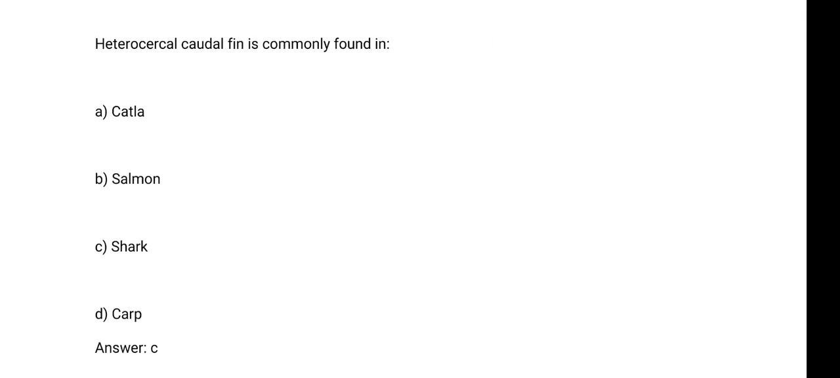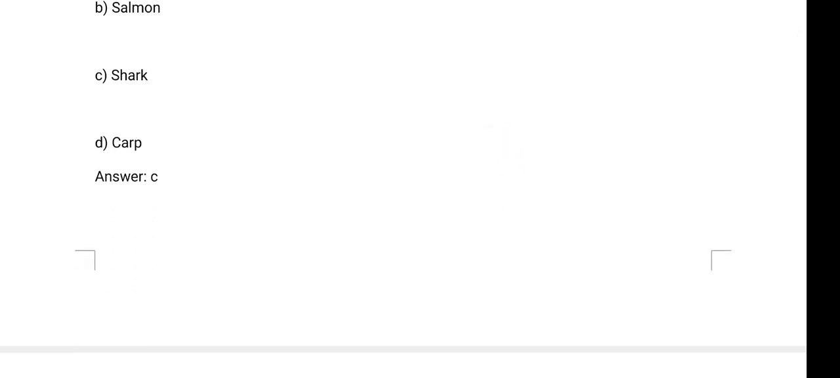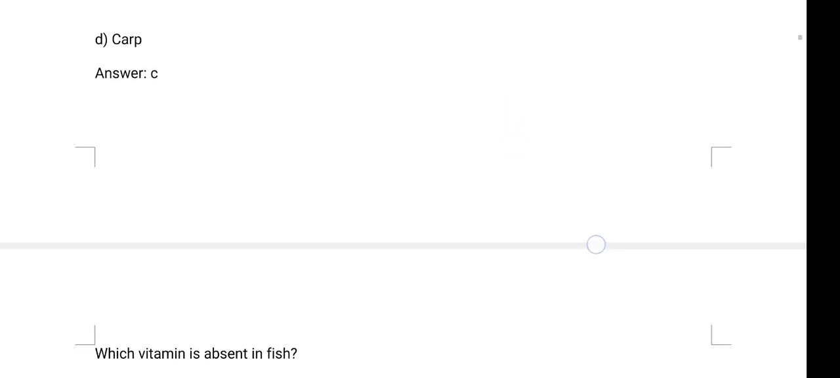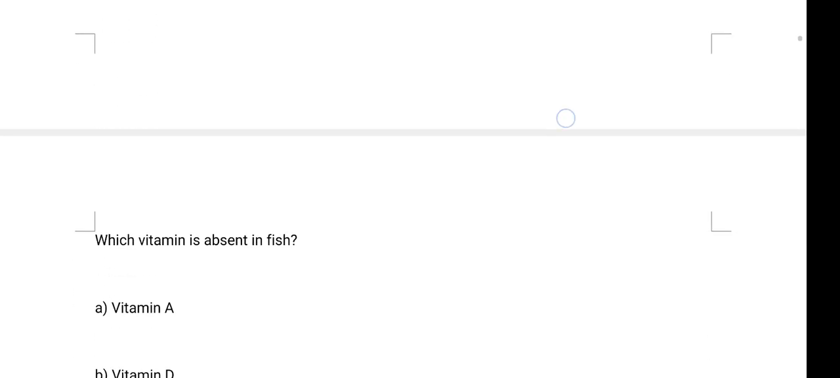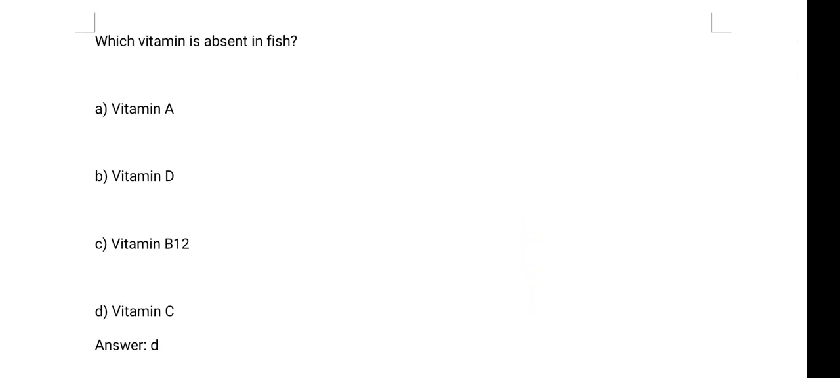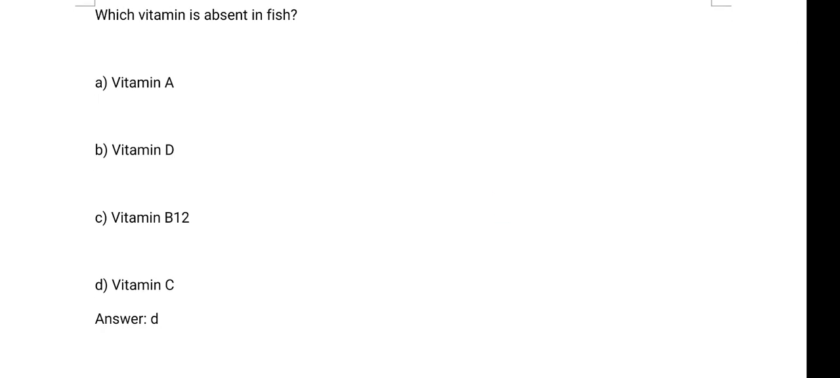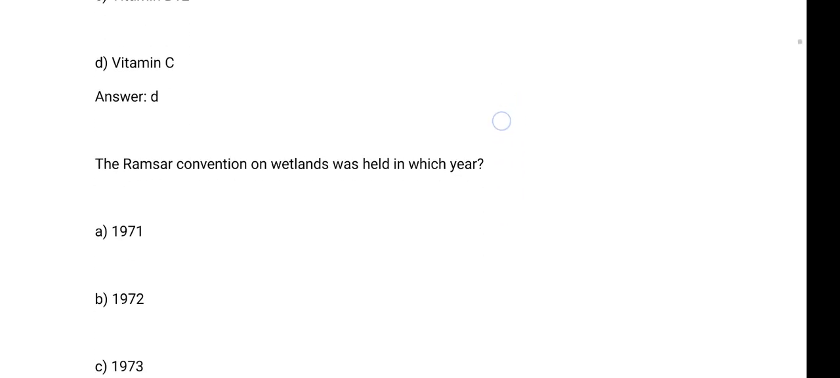Heterocercal caudal fin is commonly found in sharks. Which vitamin is absent in fish? So the correct answer will be vitamin C. That's why we need to supplement it in the feed or from the outside.